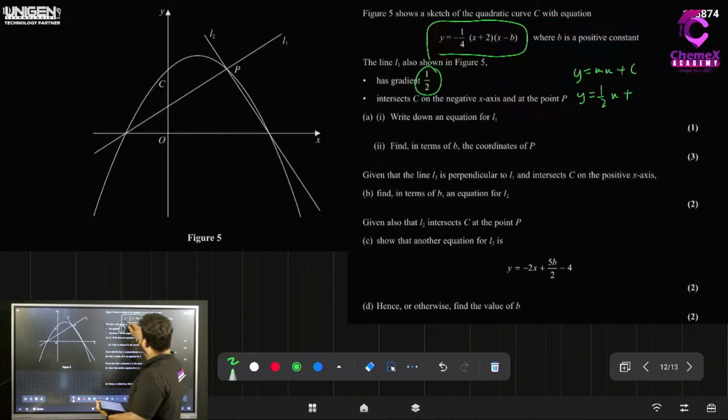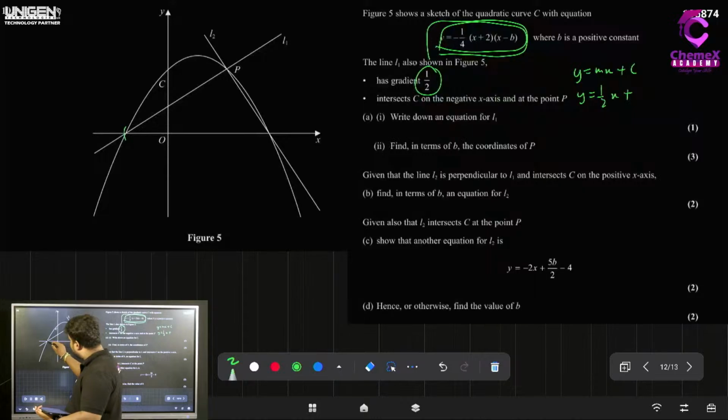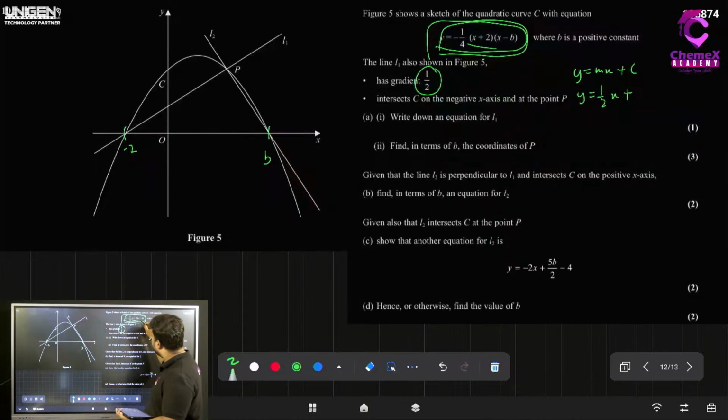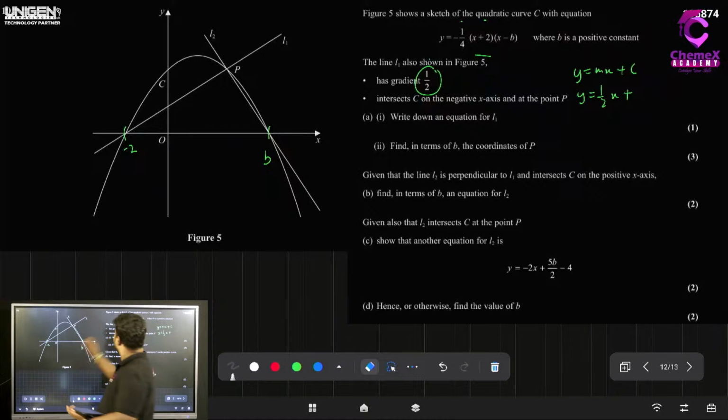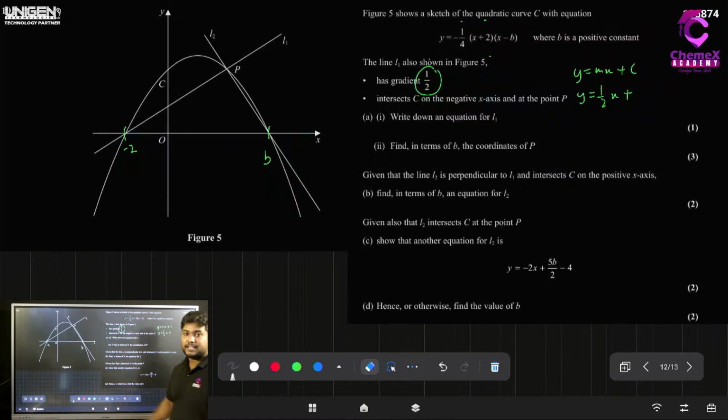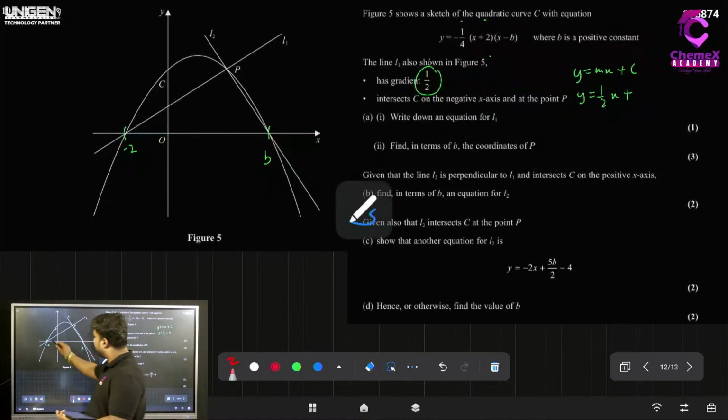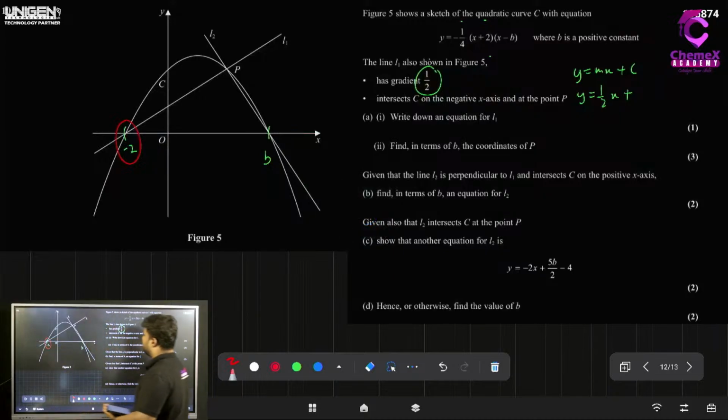So if I equal this graph to 0, I will get x equals minus 2 here, this is b. Why is that? I equal these two brackets to 0. That's the reason I am getting. So y is 0, no? Minus 1 over 4 is not 0, so x plus 2 is 0 and x minus b is 0. So x minus b equals 0 gives x equals b, positive, no? x plus 2 is going to be minus 2. So that's why I equate this to minus 2.